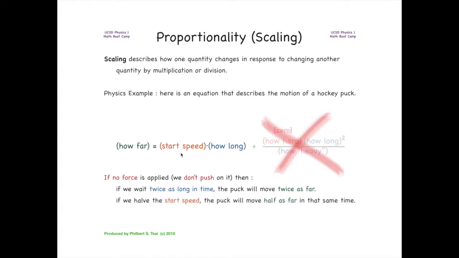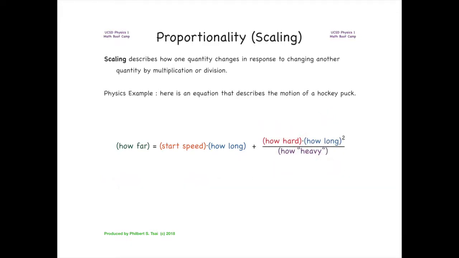On the other hand, we could take the same equation and set the time that we observed the puck for to be unchanged. In that case, this becomes our proportionality constant, and our equation becomes how far the puck goes is equal to a proportionality constant times the starting speed. And if we change the starting speed while keeping this proportionality constant of how long the same, then we again have a direct proportionality equation. And so if we double the start speed, we'll double how far it goes. And if we halve the start speed, the puck will move half as far in that same amount of time.